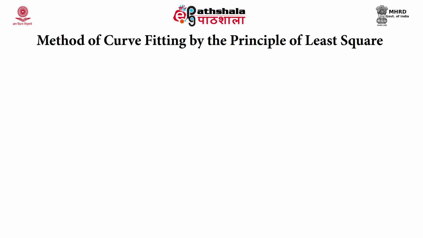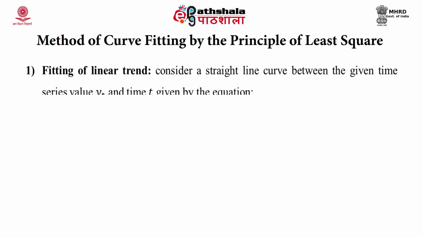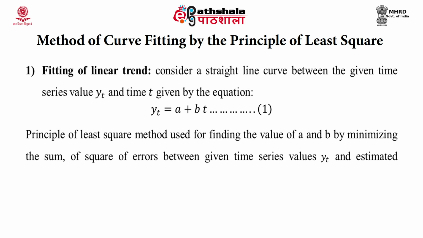In this module, we will discuss the fitting of linear, exponential and logistic trend explained by principle of least square. So first, fitting of linear trend. Consider a straight line curve between the given time series value, that is yt, and time is denoted by t, given by the equation yt is equal to a plus bt.